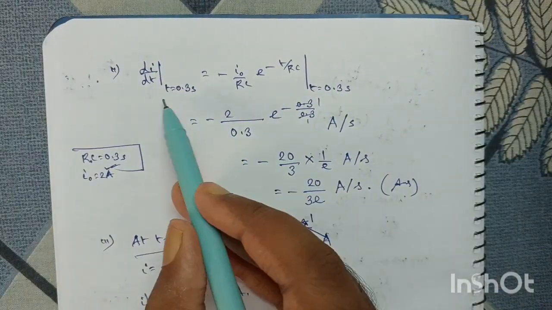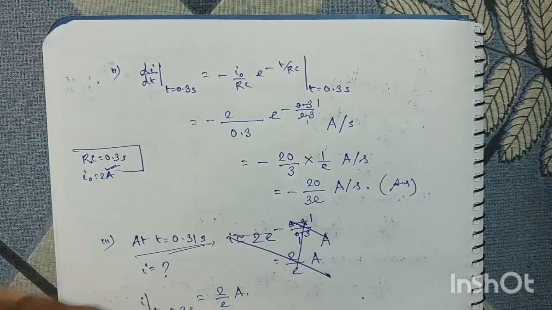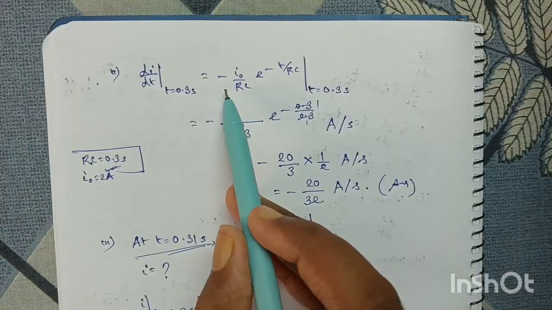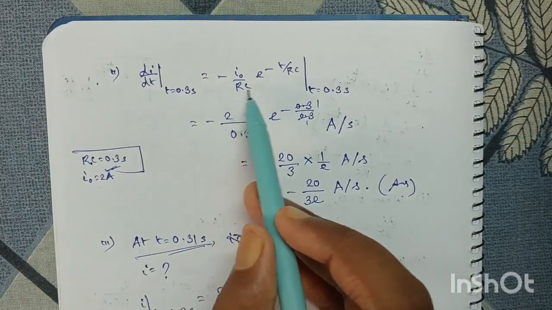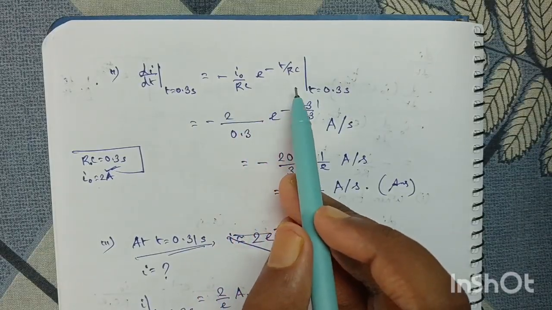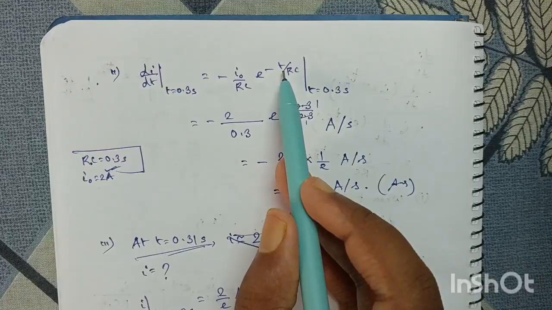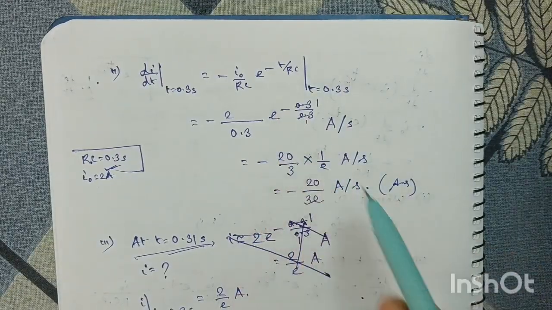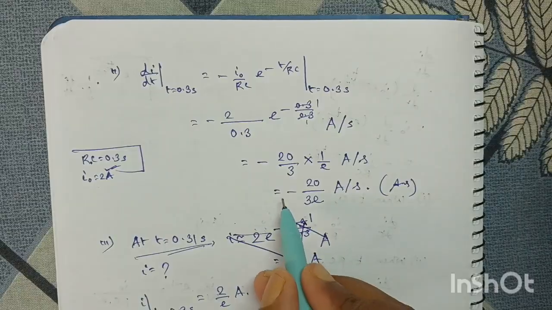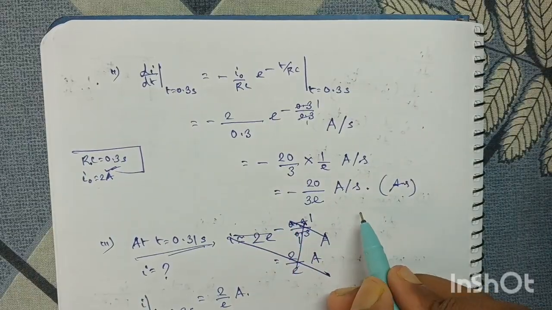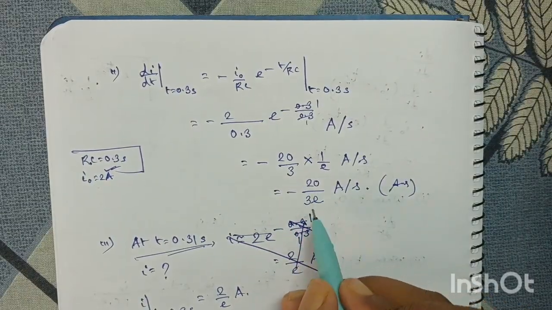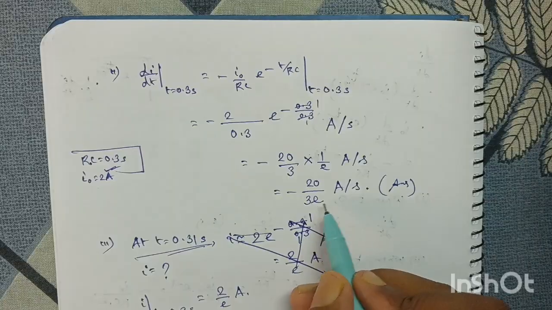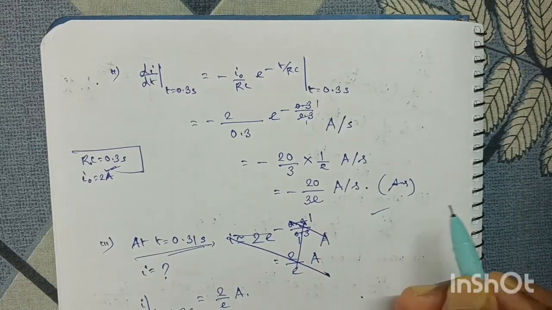Now di/dt at t is equal to 0.3 second. We have already calculated that di/dt is equal to minus I0 by RC into e to the power minus t by RC in the previous question. Now put the value of t, that is 0.3 second, here, and calculating we get the final answer, which is minus 20 by 3e ampere per second.